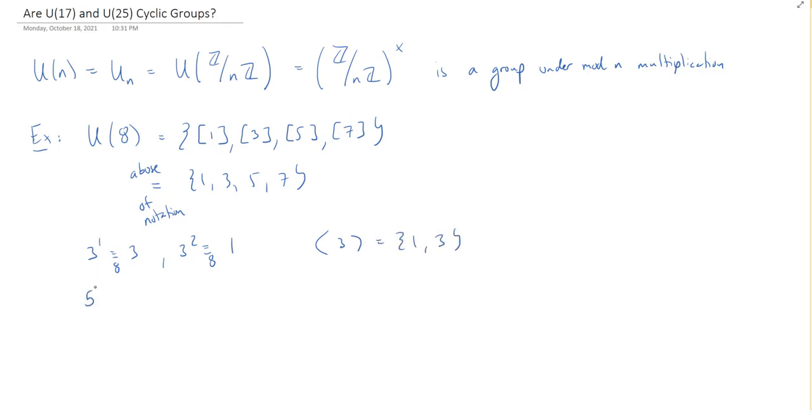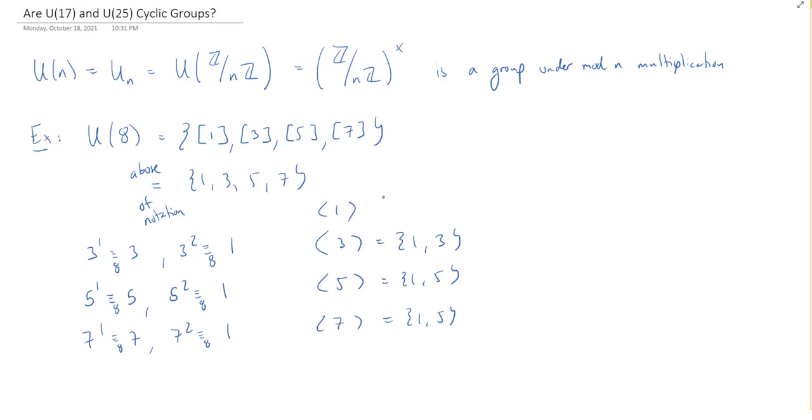What about 5? Well, 5 to the first, of course, is just 5. 5 squared is 25, but 25 mod 8 is also 1. So the group generated by 5 is just 1 and 5. Well, that doesn't work. How about 7? Well, obviously 7 is congruent to 7. How about 7 squared? Well, 7 squared is 49, but modulo 8, that's also 1. And we already knew that the group generated by 1 is just 1. So in fact, none of the elements generates the entirety of U8. So U of 8 is not cyclic.